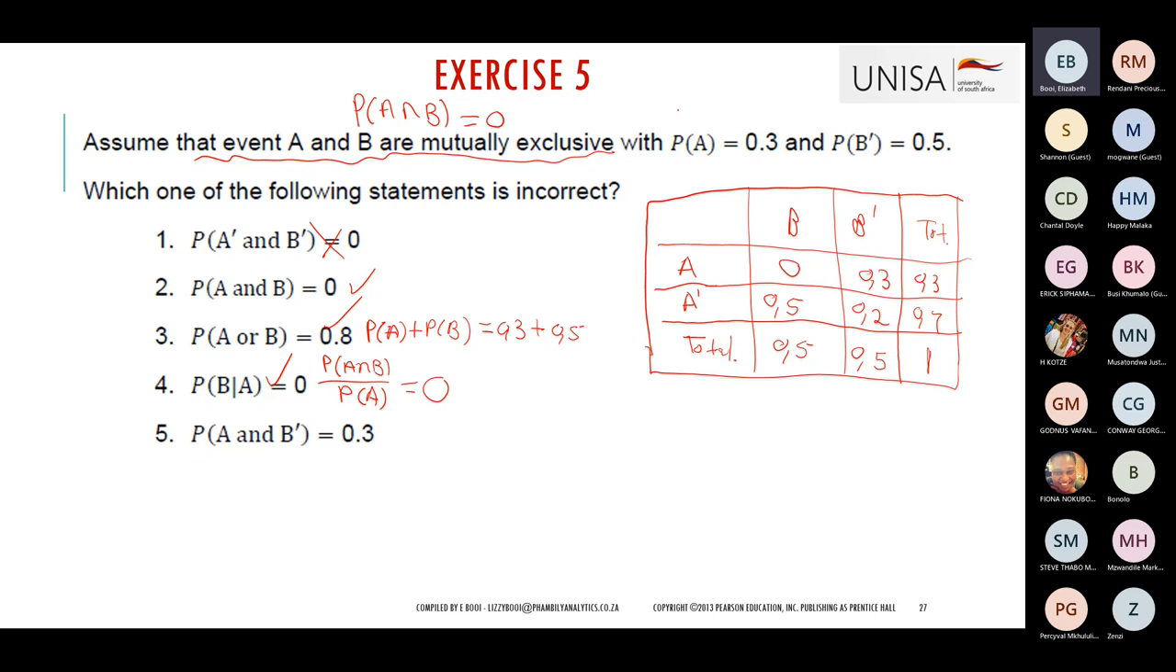Then the probability of A and B complement. A and B complement is 0.3, because that is the block. And that's how you will answer the questions. Easy, right? You just need to go and practice and practice. And on that note, we have 4 minutes.